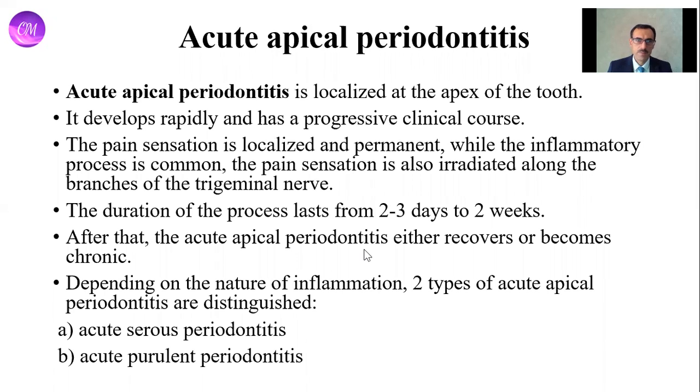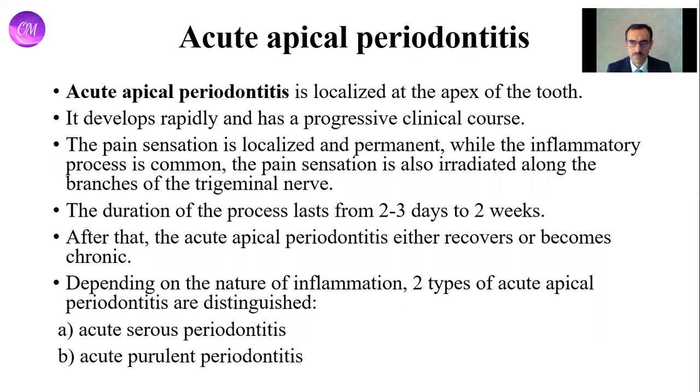Acute apical periodontitis is localized at the apex of the tooth. It develops rapidly and has a progressive clinical course. The pain is localized and permanent, while the inflammatory process is common. The pain is also irradiated along the branches of the trigeminal nerve. The duration of the process lasts from 2-3 days to 2 weeks. After that, acute apical periodontitis either recovers or becomes chronic.